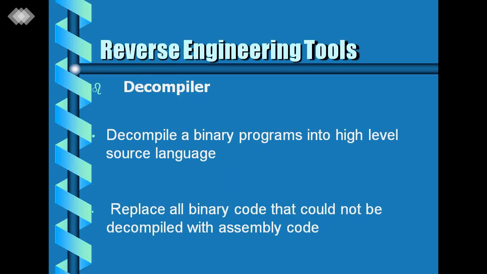Decompiler. The decompiler turns a binary program into high level source language. So it can replace all binary code that could not be decompiled with assembler code.